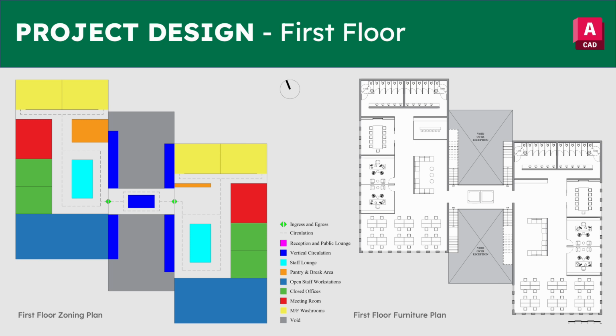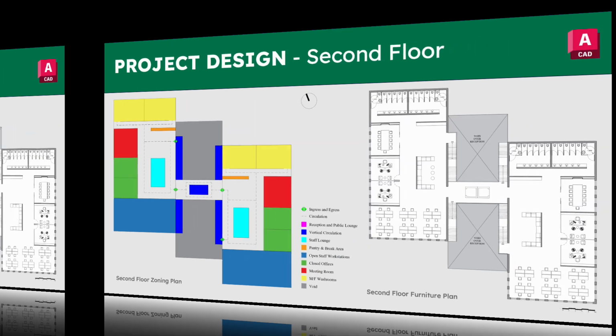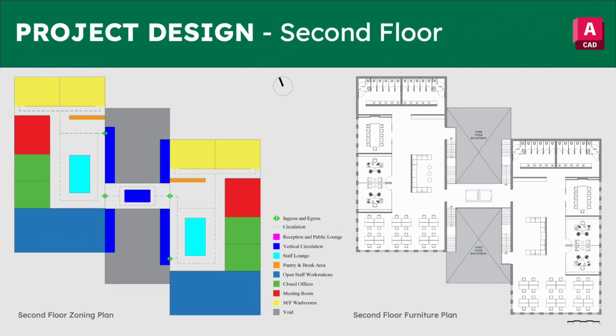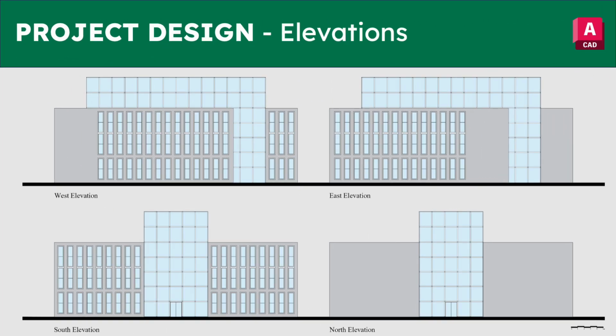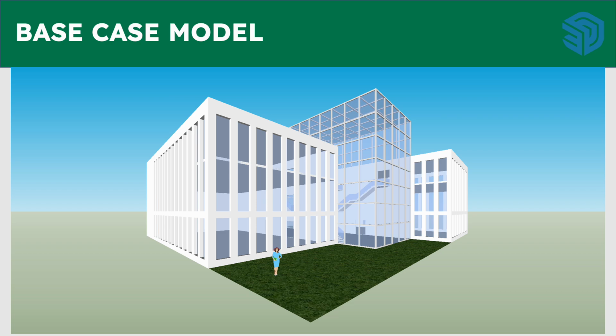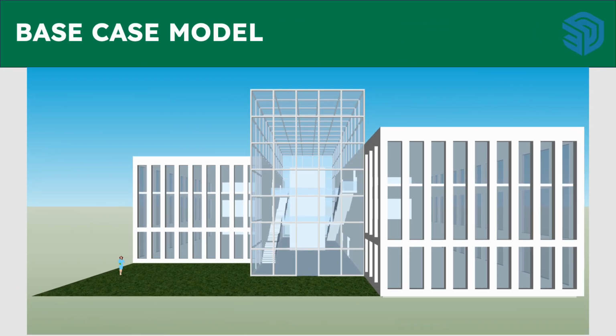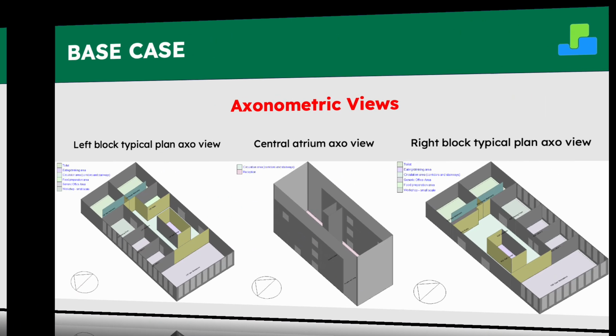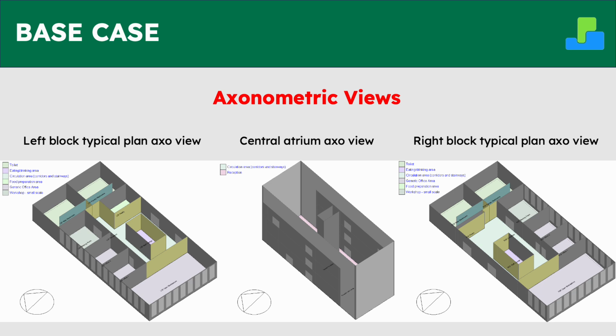The first floor is identical to the ground with an added bridge and void over the reception. The second floor is identical to the first floor. And these are the building elevations. This is the 3D model of the base case from the southwest view. And this is the 3D model from the front. These are the axonometric views by block. Note that the left and right blocks have typical layouts on all floors.